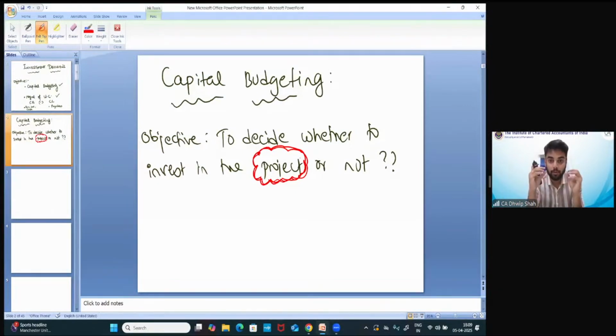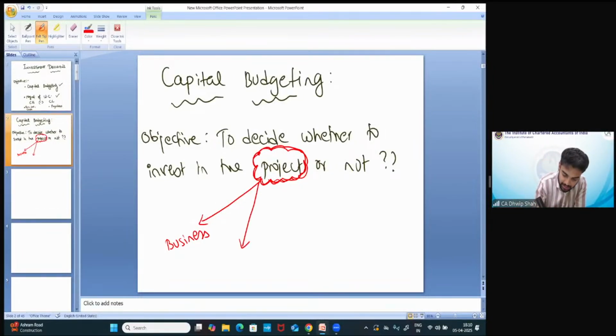The term project has a very broad meaning. Please understand. The term project may include investment in a new business. So whether to start a new business or not, that decision is capital budgeting. Are you getting this? Project may include investment in a new product or launching a new product. So whether the company should launch a new product or not, that is a capital budgeting decision.